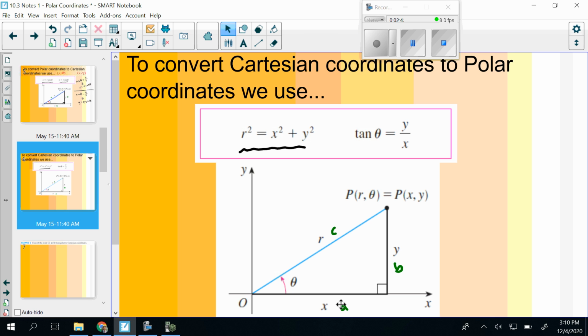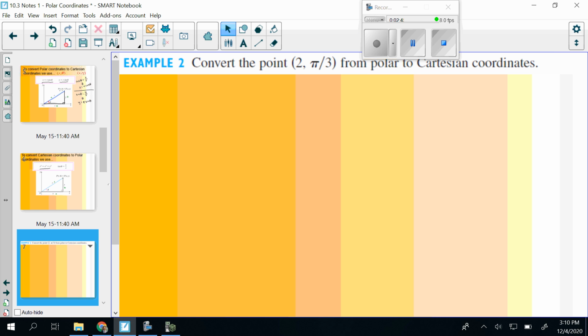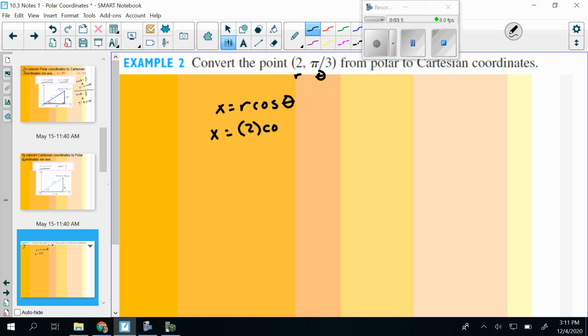All right, so let's see if we can do some of these conversions. Look at some examples here. They want us to convert this polar coordinate to Cartesian coordinates. So first thing we're going to do when we convert there is use that x equals r cosine theta. So we're going to plug in what we know those are. So our r is 2, and our angle is theta, so we're going to put 2 cosine pi over 3.